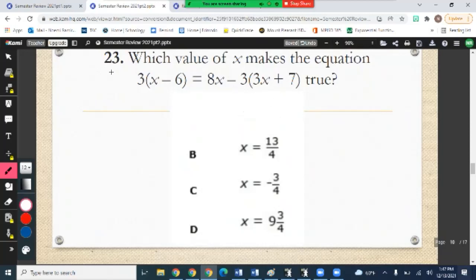Did anybody actually solve this one? What's the answer? Did you say D? What'd you get? You got 4 over what? Ale, what'd you get?